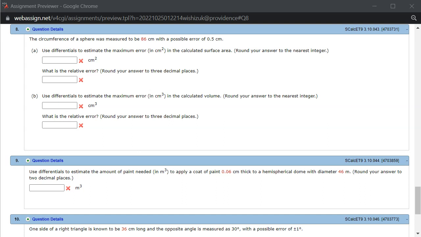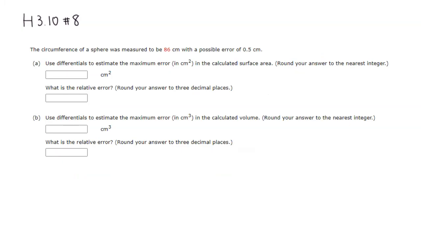All right, let's look at homework 3.10, problem number 8. It says that the circumference of a sphere was measured to be 86 centimeters with a possible error of 0.5 centimeters. We know that circumference is equal to 2 pi r, so 2 pi times radius. If you solve this equation for radius, just divide through by 2 pi. So r is going to be equal to c over 2 pi, right?